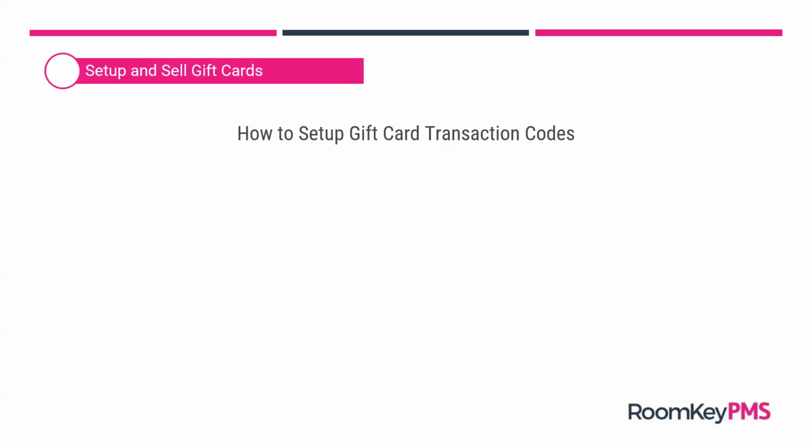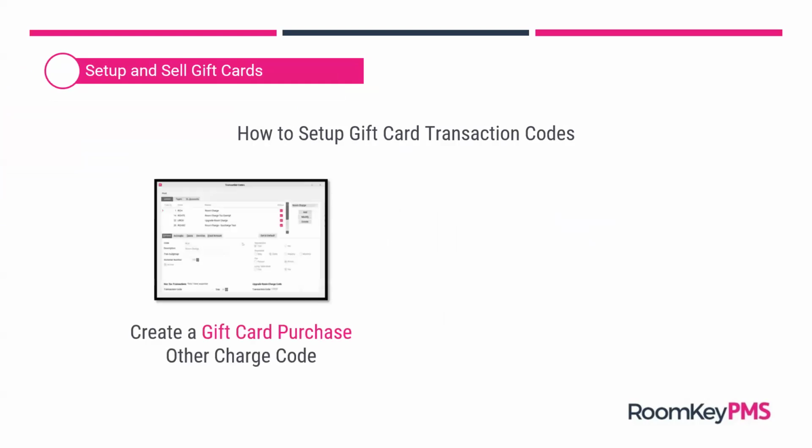Speaking of those features, let's take a look at some of the new setup that will be included with your Valutec gift card module here. So the first thing that we're looking at is how to set up gift card transaction codes. We got a couple of transaction codes that are going to be brand new and unique to the gift card module. The first one that we're looking at is how to create a gift card purchase. It's going to be created as an other charge within the transaction codes module. I have a little video here that's going to show us how to do that.